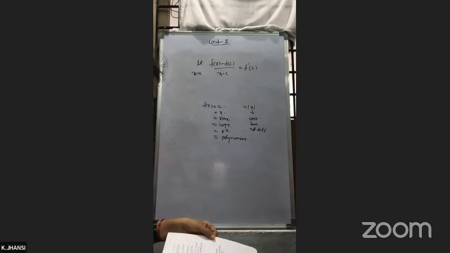And for the second part, if they ask you to prove with an example, the example is given here: f of x equals mod x. See the remarks also: the converse of the above theorem is not true. That is, if a function is continuous at a point, it need not be differentiable at that point. So this is the 10 marks question.